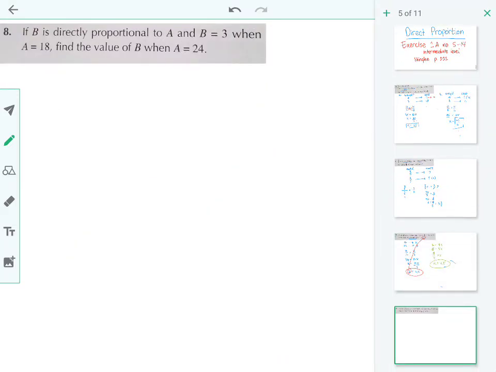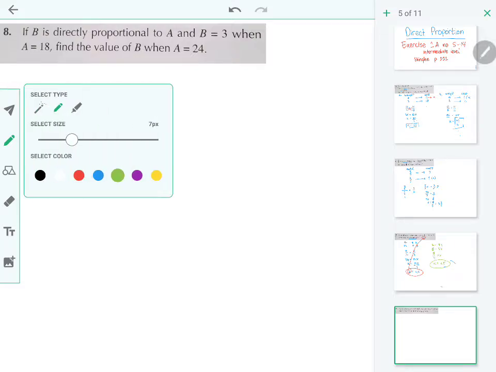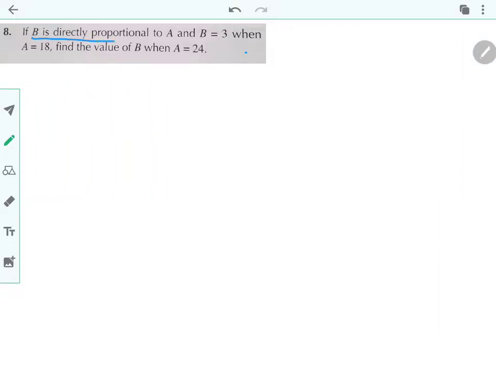It will be number 8. I prefer blue here. So B is directly proportional to A. And when B is 3, A equals 18.